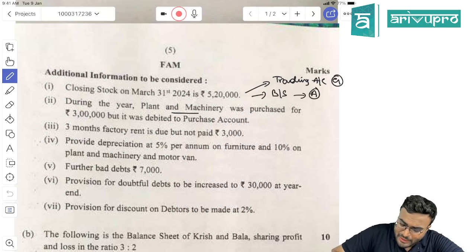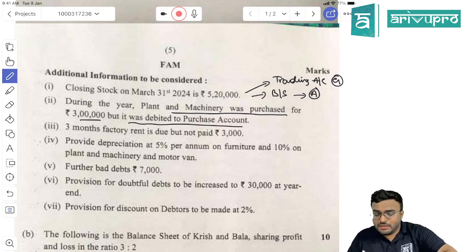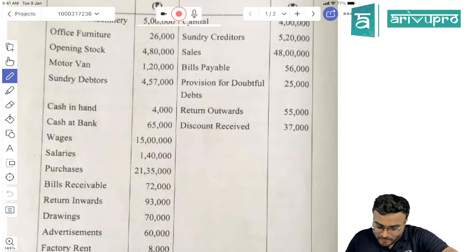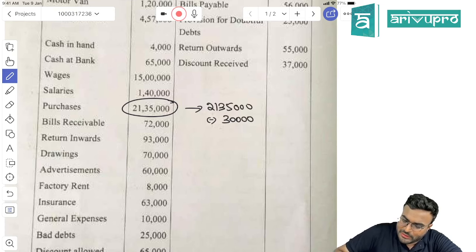During the year, plant and machinery was purchased for 3 lakhs, but it was debited to purchases. So what you will do, go and find where is your purchases. From this purchases, you're going to take 21,35,000 minus 3 lakh. You're going to remove 3 lakhs, because this is plant and machinery. So you have 18,35,000 of purchases remaining.